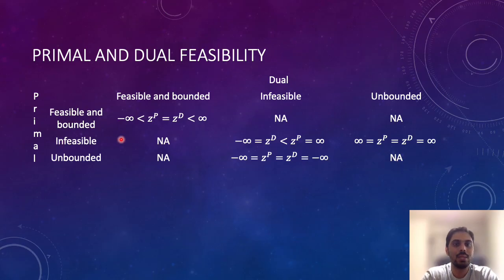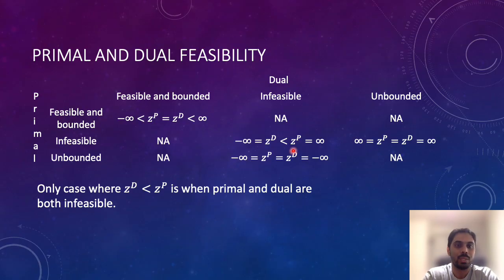If the primal is infeasible, then there is a possibility that the dual can also be infeasible, and in that case something very interesting happens. Since we are maximizing dual, the dual objective is going to be minus infinity because there are no solutions for dual, and since we are minimizing primal, its objective is going to be plus infinity. So that's the only case where the dual ZD is going to be strictly less than primal ZP. That is the case when both of them are infeasible, and in fact this can actually happen.